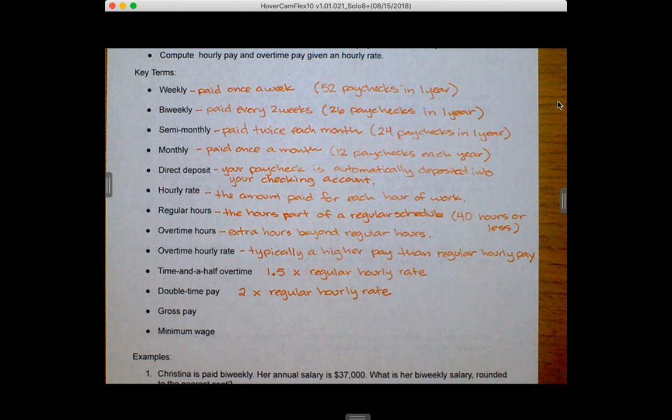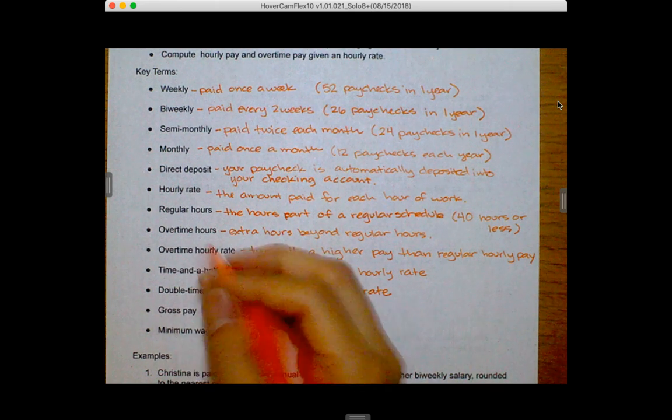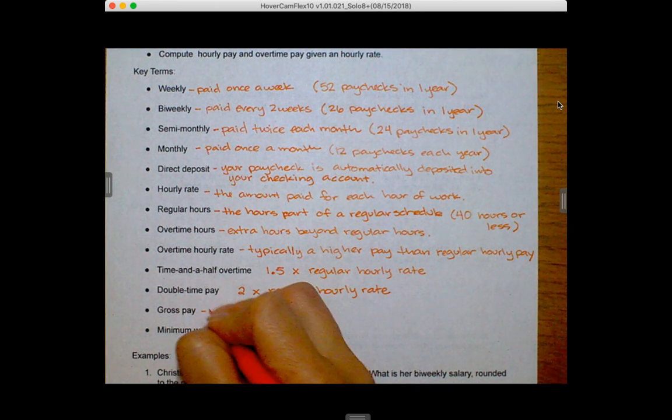Okay, now we do have something called gross pay. Gross pay is your total pay for all of your hours for that pay period before the taxes are taken out.